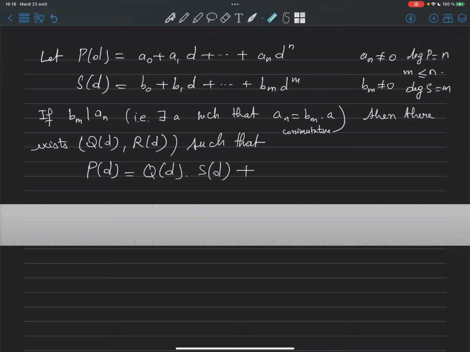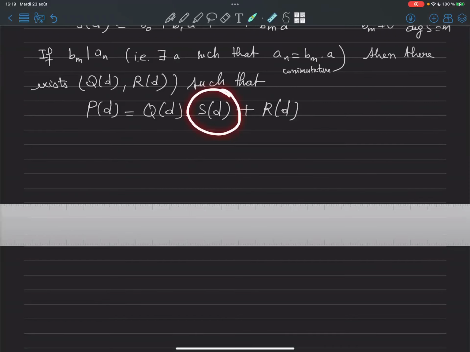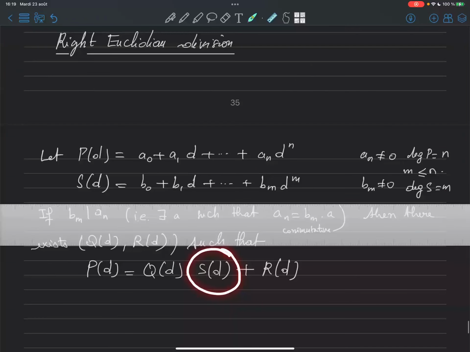Then by right division, this just means that D is on the right side. This one is on the right side. That's why we say that it's a right Euclidean division. And why did we choose right Euclidean division? Because we need this term to be on the left side. Afterwards, when we consider a left ideal and take the quotient of the left ideal, we will obtain the left side.